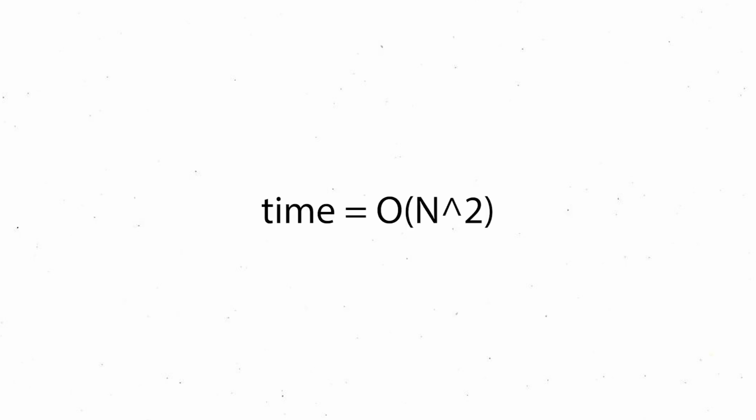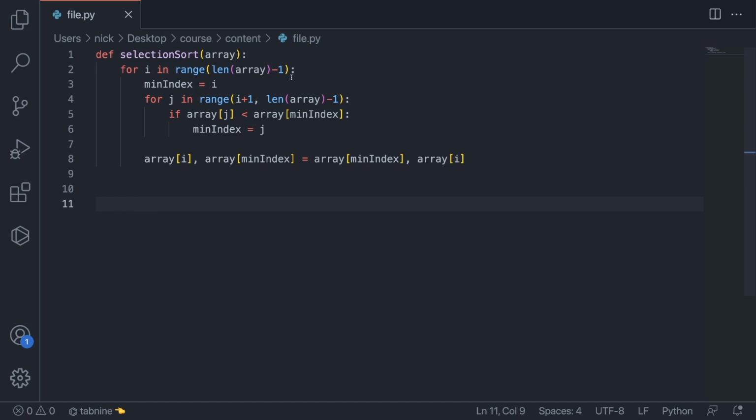So the time complexity of the sorting algorithm is O of n squared because we're looping through every element of the array for each element of the array. So this is a lot slower than the better sorting algorithms like merge sort and quick sort. So here's what the actual code would look like in Python.